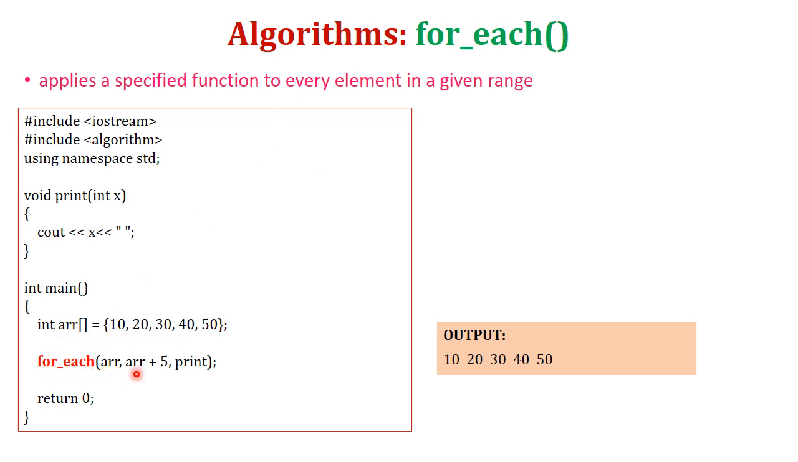Here they are giving 3 parameters. The first one is the array name. Then array plus 5 means that is the ending position, right? Starting and ending we need. Then we mention the function name. Here it is print. So when the statement is executed, the control automatically moves to here, then it will print the x value. So the content inside the array will be printed: 10, 20, 30, 40 and 50.